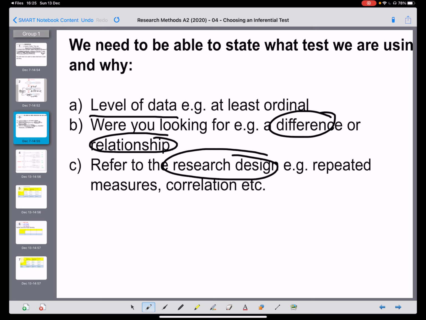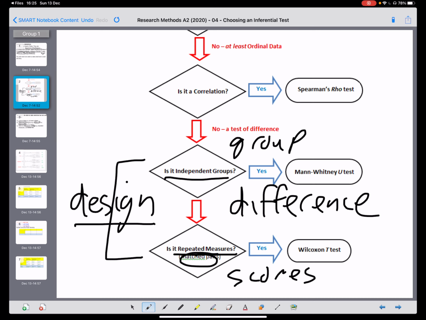So sometimes the test is decided for us based just on the things that we know. So for example, if we know something's repeated measures, testing a difference between scores, and this is at least ordinal, we can go back to our diagram where it says a difference between scores, repeated measures, at least ordinal data, we know it's going to be the Wilcoxon.